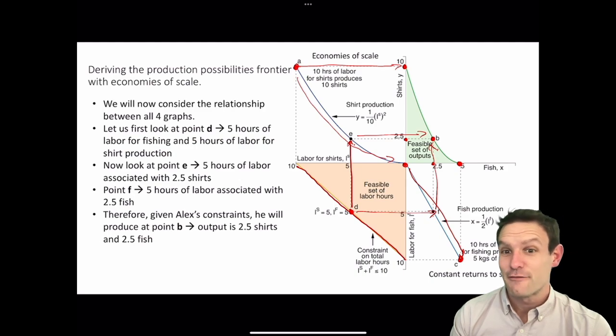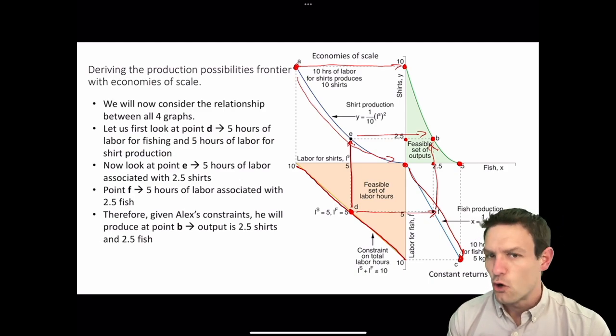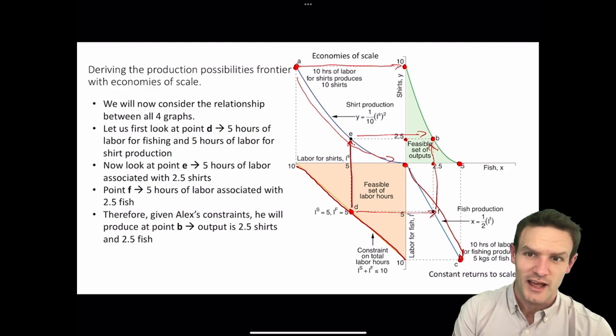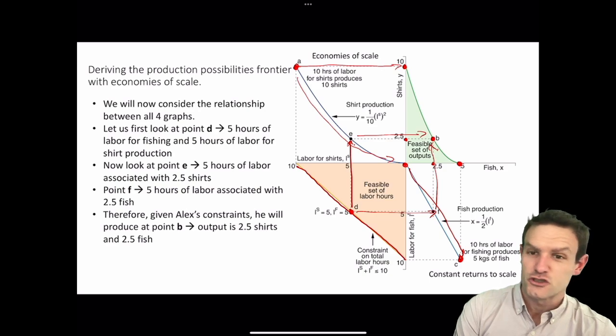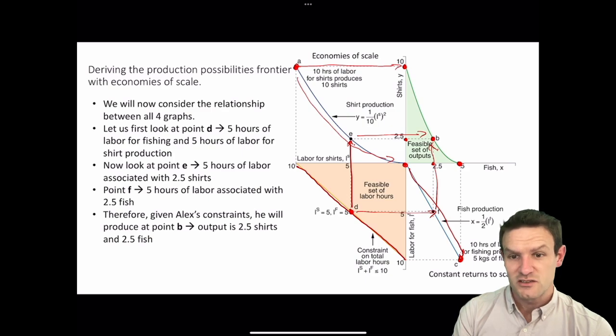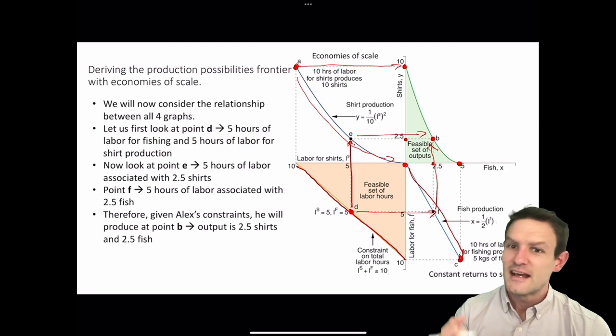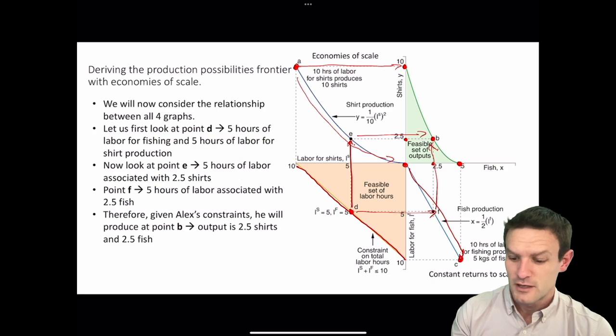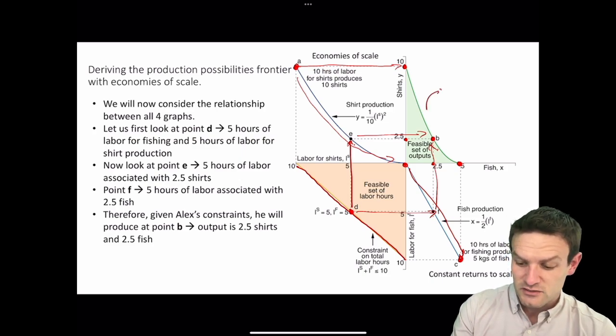Now, here's the thing. We don't yet have Alex's preferences. All we have mapped here is what his production possibilities frontier looks like. This will then give us the marginal rate of transformation. Remember that the marginal rate of transformation is the negative of the slope of the feasible frontier. Here, it would be the negative of the slope of the production possibilities frontier, or the PPF. So that would then give us the MRT.